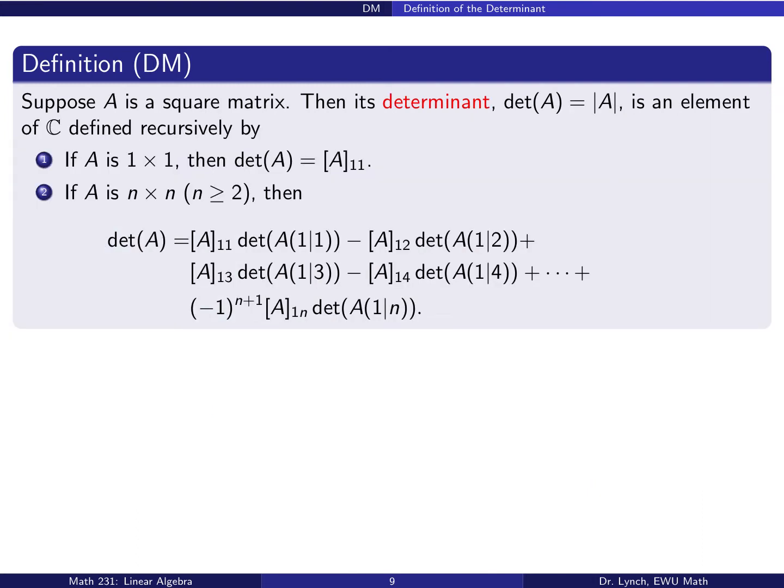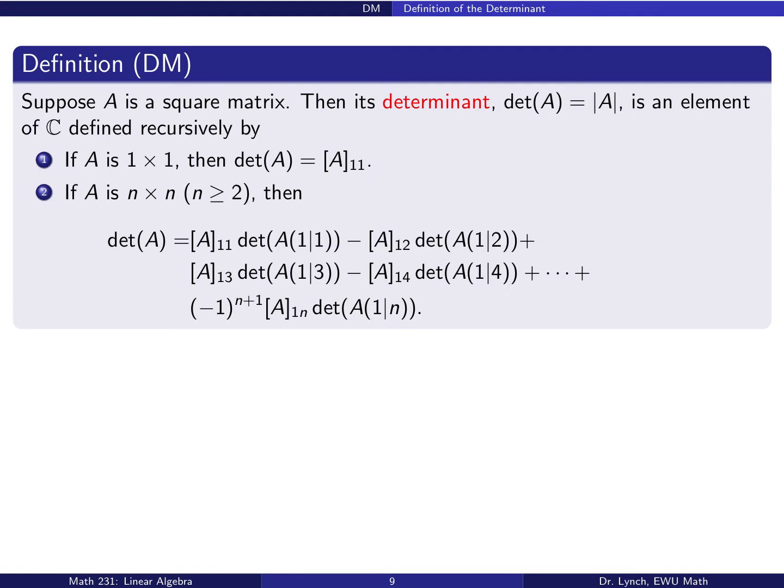So here is the definition of the determinant. Suppose A is a square matrix. Its determinant, with notation det of A or vertical bar A vertical bar, is a complex number and it's defined recursively by the following. If A is a 1 by 1 matrix, then the determinant of A is just the value of A. If A is an n by n matrix, then the determinant of A is defined recursively in terms of subdeterminants of A.